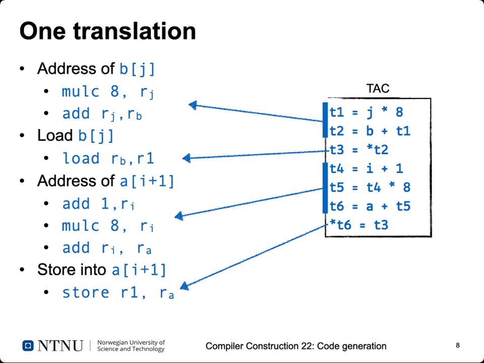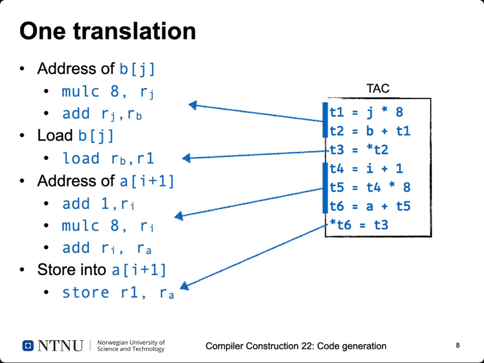Then B is our base address here, so we have to add the offset we just stored into T1 to the base address in B and store this in T2. So this would be the first operation here, getting the address of the J's element of array B. And then we have to load this element into, for example, a temporary register here.